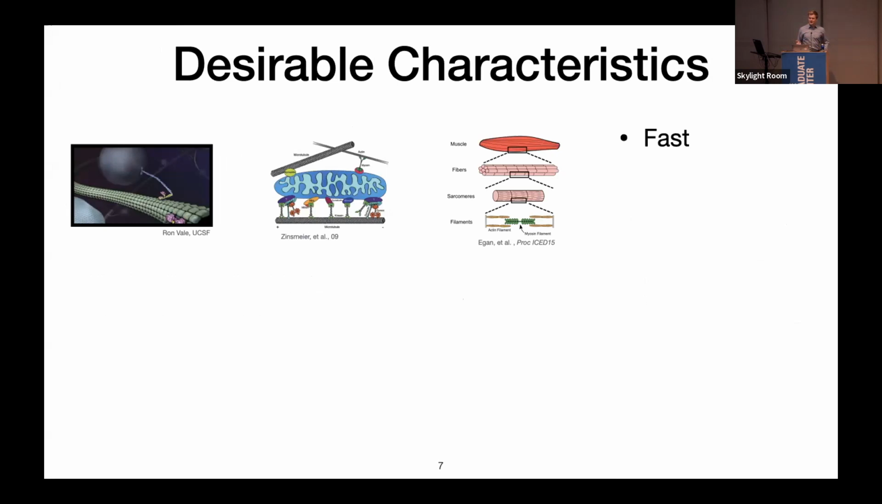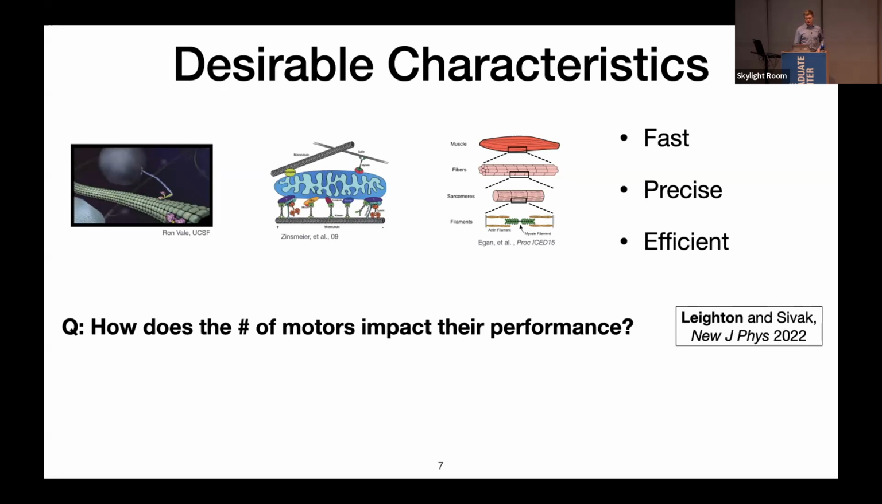So in particular, you want the ideal transport system to be fast. You want it to be precise so that it transports the same amount of cargo in the same amount of time every time. And you want it to be efficient, so minimizing power consumption. And to me, thinking about these collective systems, there's two questions that naturally arise. So the first one, which we took some steps towards answering in a paper earlier this year with my supervisor, David Sivak, is how does the number of motors in these kinds of systems impact these different metrics of performance? And that's not what I'm going to talk about today.